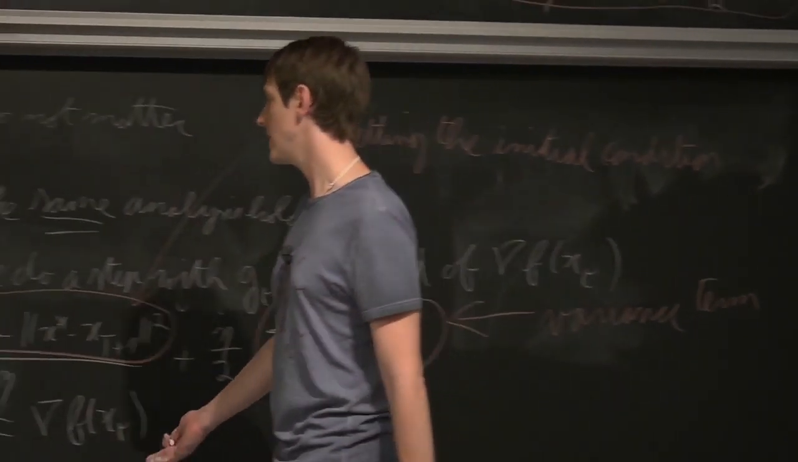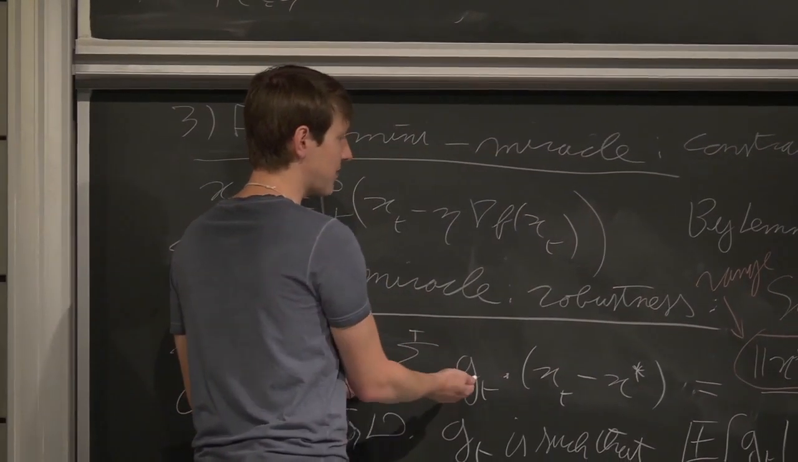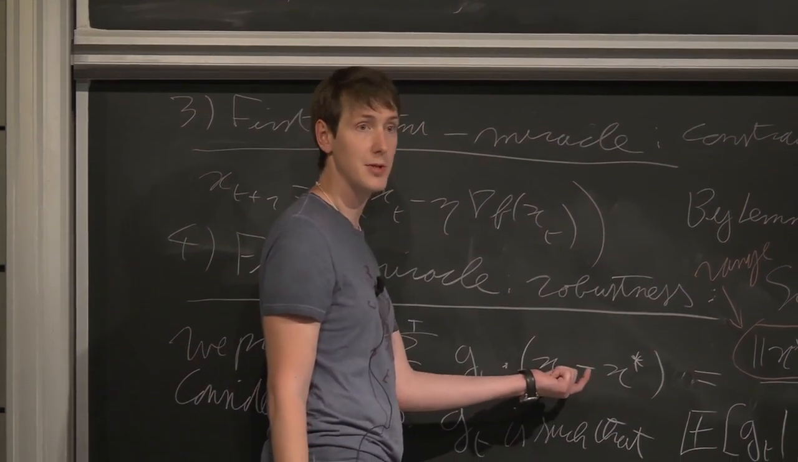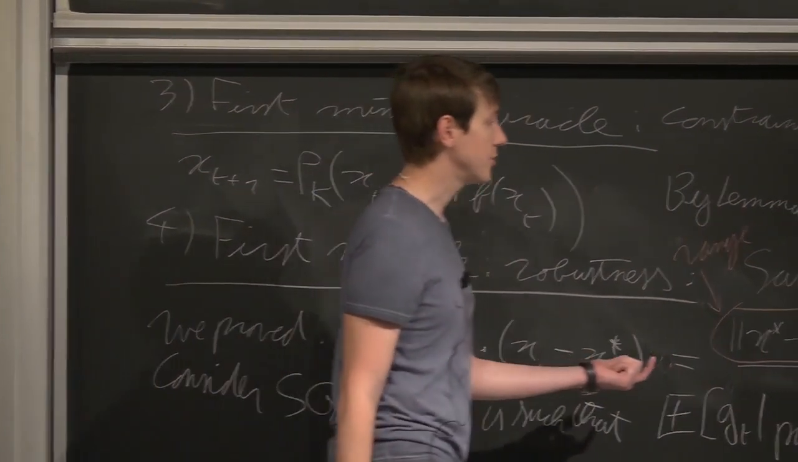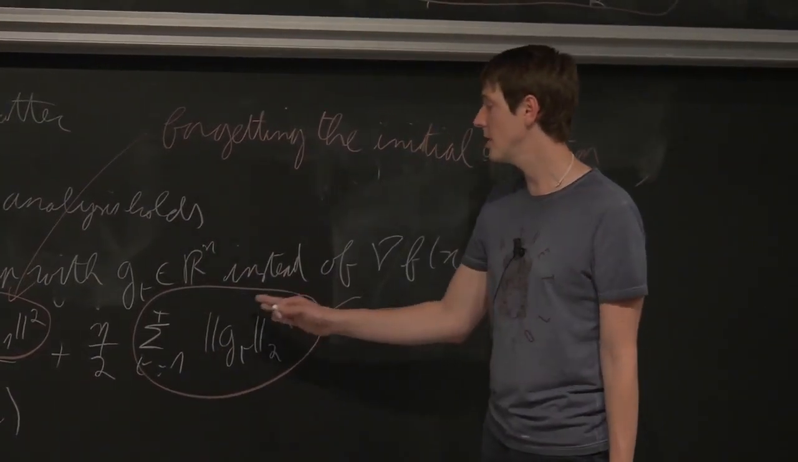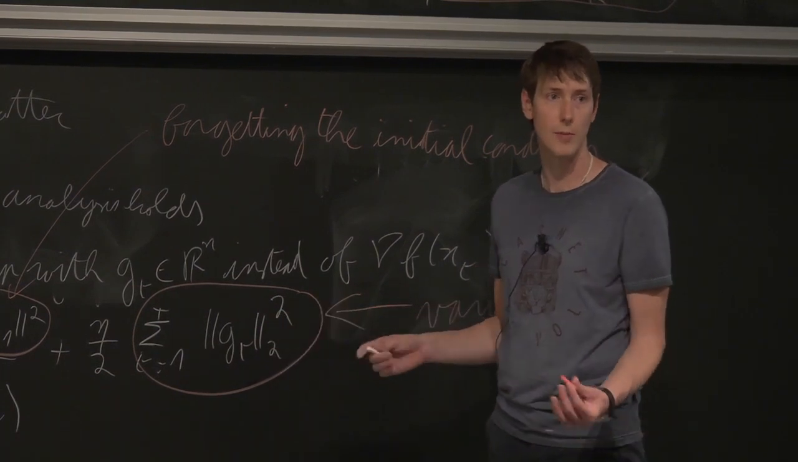Well, then you can just take the expectation here, and the left-hand side will become in expectation grad f of x_t in a product with x_t minus x star. And on the right-hand side, the only thing which is random is this thing. So instead of the Lipschitz constant, you will have the second moment of your noise term.